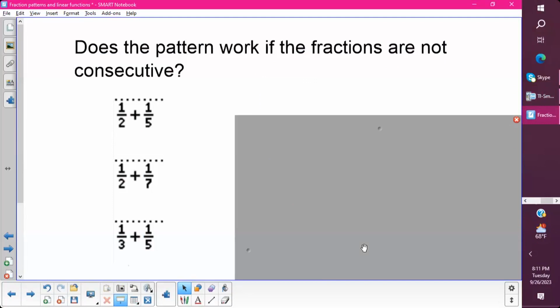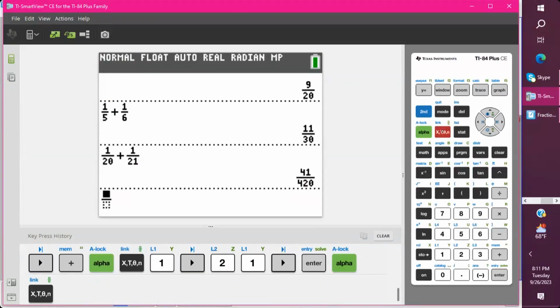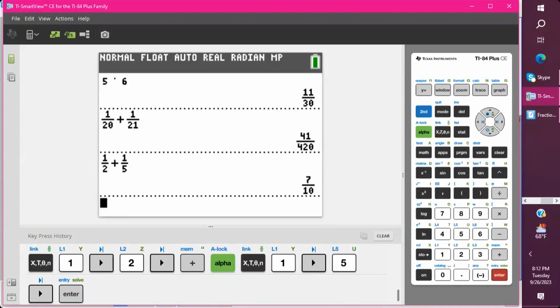What if I take a 1/2 with a 1/5? Or I take a 1/2 with a 1/7? Does the pattern still work as far as what my sum is going to be? So if I have that 1/2 added to the fraction of, I think I said it was 1/5, would I get my 7/10? And yes, it works. So they weren't consecutive.